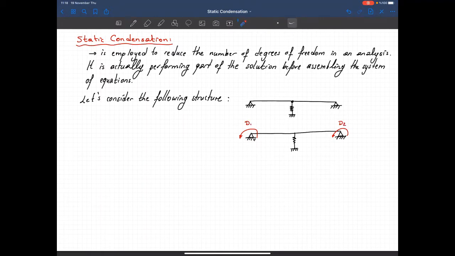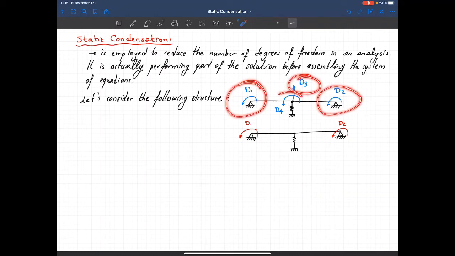And if we go back to our original structure, let's put 2 degrees of freedom. I got D1 here, D2 here, and I also have D3 and D4. So in reality, this structure can only be solved with 4 degrees of freedom, and we can determine the stiffness coefficients corresponding to these 4 degrees of freedom by using the classical approach.